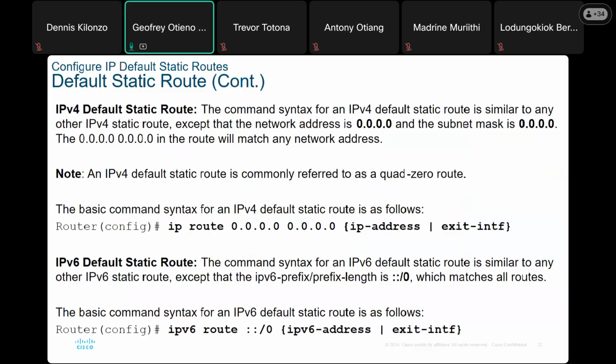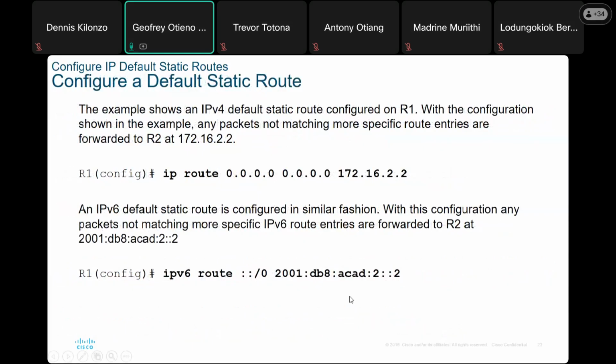This depends on you. Do you want to set the IP address, or do you want to set the exit interface, or do you want to set both? That depends on you. For the case of IPv6, it is ipv6 route ::/0. Then, with the IP address, for the next hop that you have talked about there.